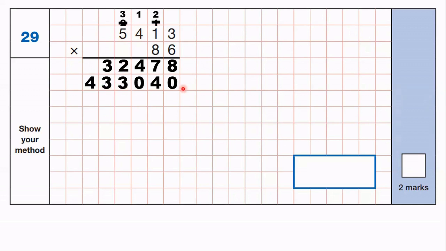Now we just need to add up our answer lines. So 8 plus 0 is 8, 7 plus 4 is 11, so 1, 1. 1 plus 4 plus 0 is 5, 2 plus 3 is 5, 3 plus 3 is 6, and nothing plus 4 is 4. So our answer is 465,518.